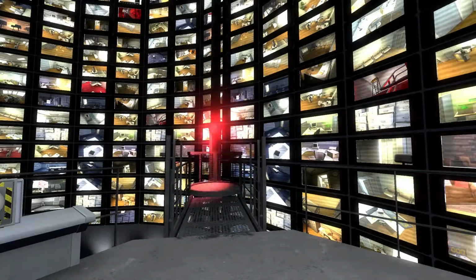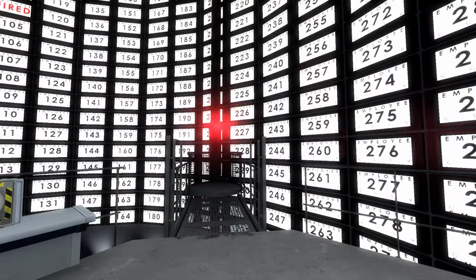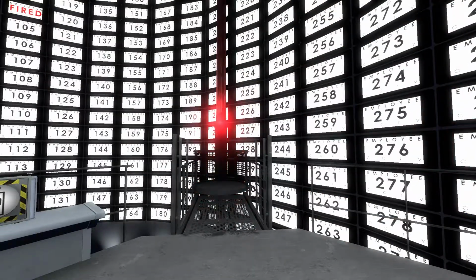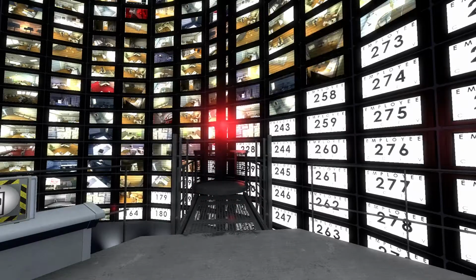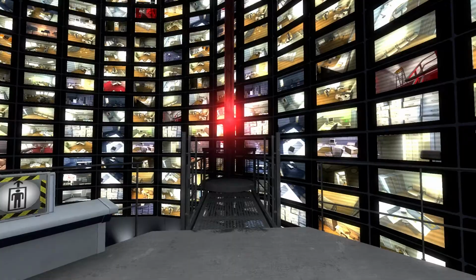160 and 260, they both have the same desk, I think. Not 160, 175 maybe? Hold on, come back. No, it is 160 and 260. They both have the same thing.